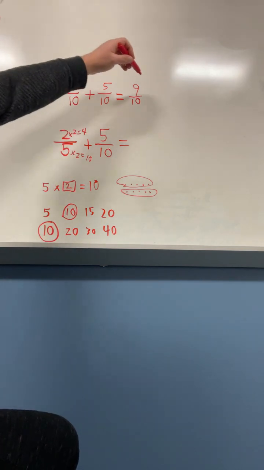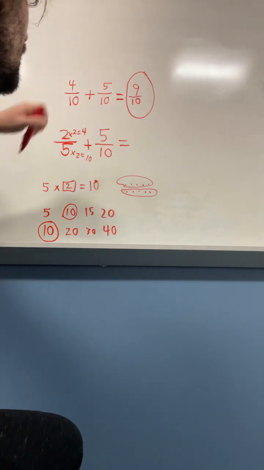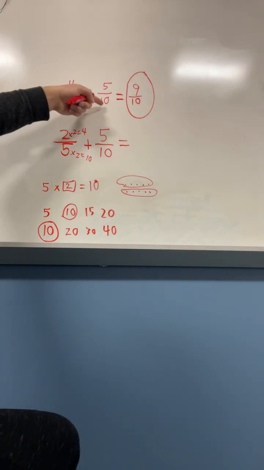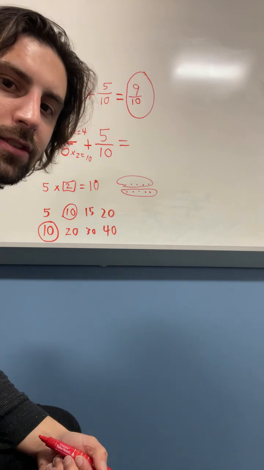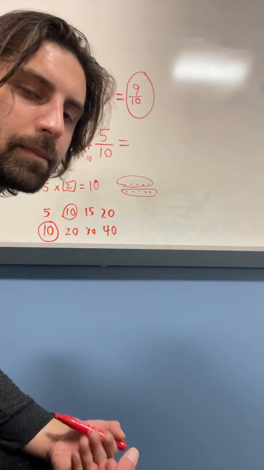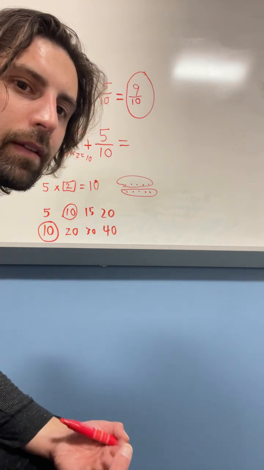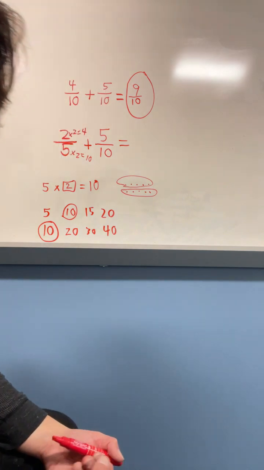2/5 plus 5 tenths is equal to 9 tenths. 2/5 is equivalent to 4 tenths, so 4 tenths plus 5 tenths is 9 tenths. That is our answer, and we just converted. We're able to find a way to add fractions that have unlike terms.